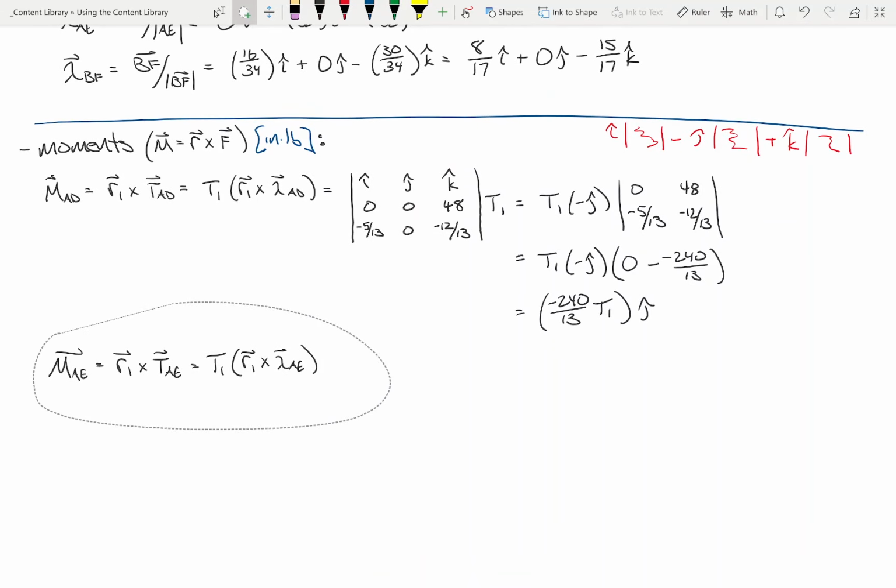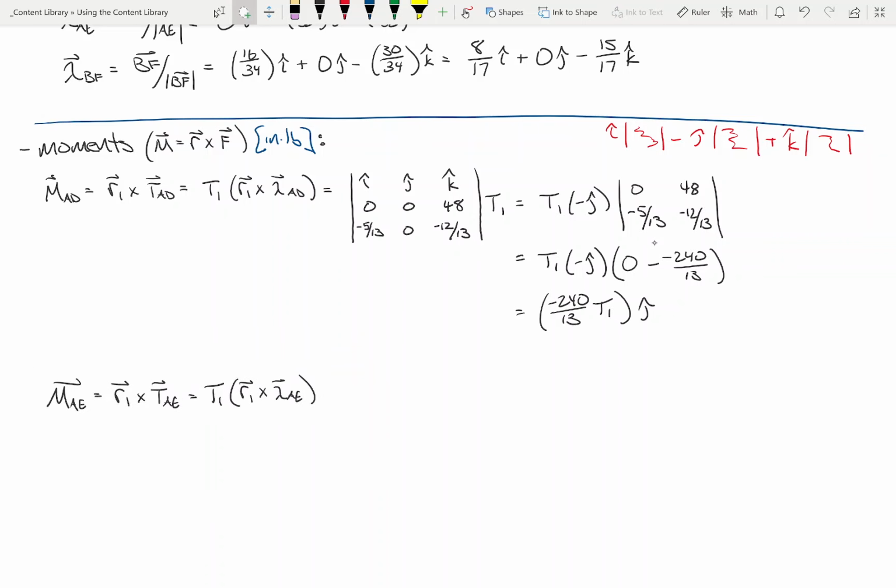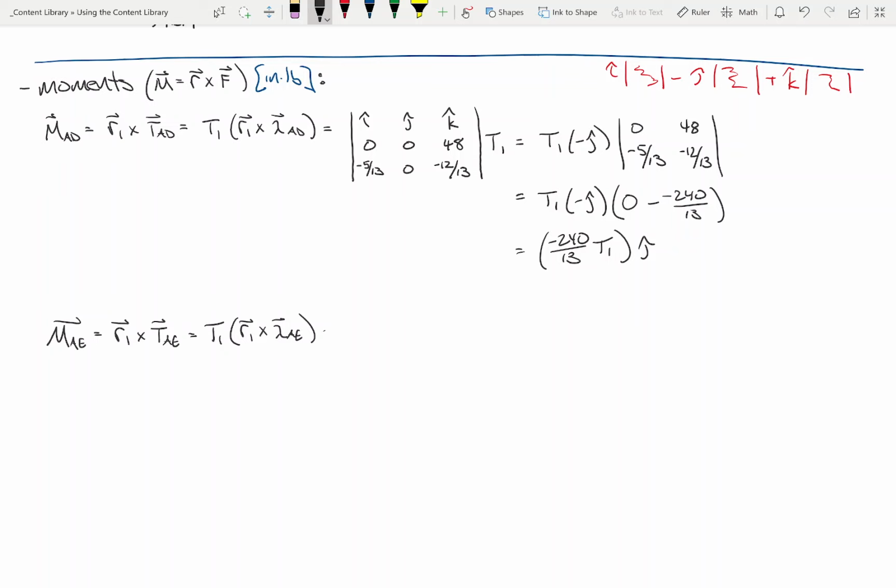Here, I'm going to drop that down just a bit. So the R is 0, 0, 48. And the lambda is 0, 5 over 13, minus 12 over 13. And then don't forget the T1. All right. So let's see what we can do.